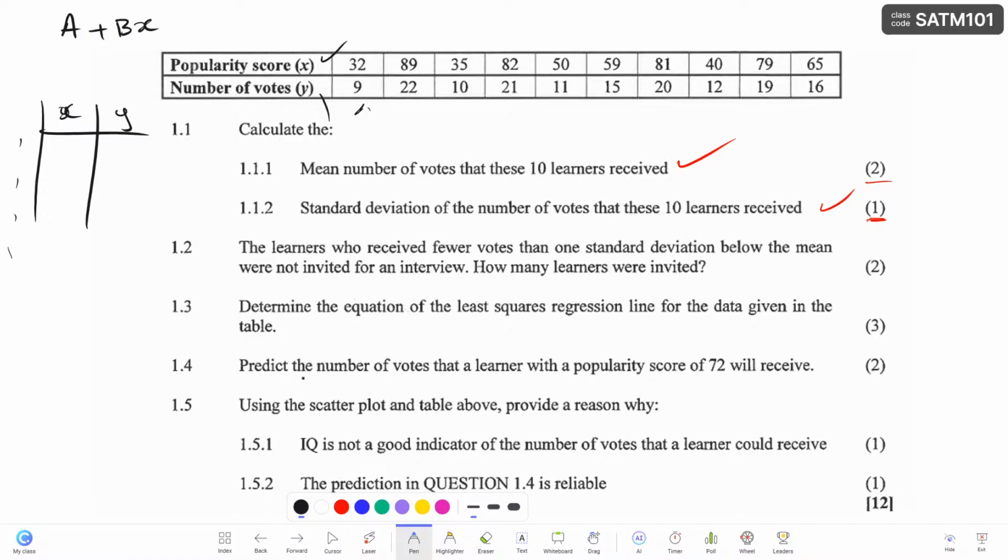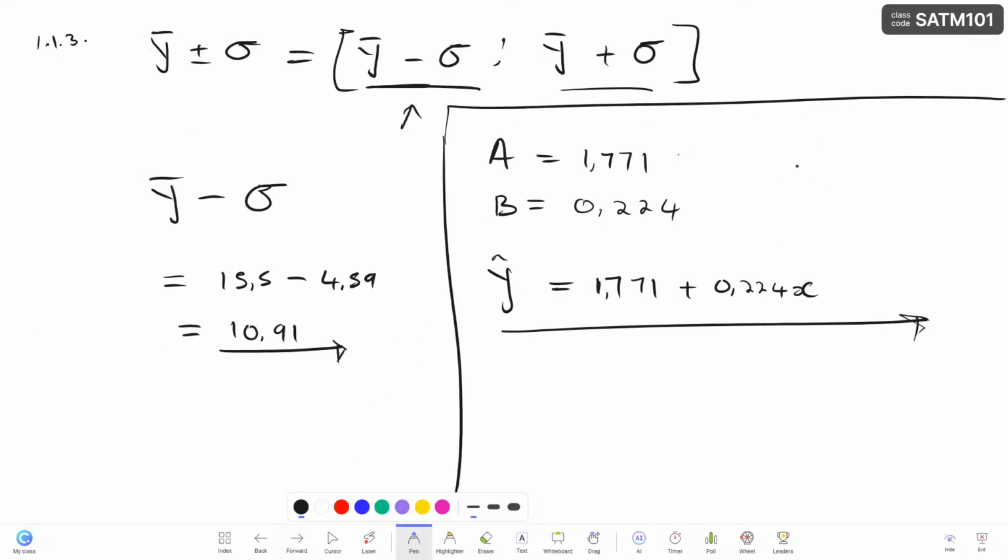So let's go to 1.4. They said predict the number of votes that a learner with a popularity score of 72 will receive. When you check our graphs here, the popularity is represented by X. So here we have 72. We want to predict Y. We don't know Y, so we want to predict Y. How can we predict? We need to use the regression line to predict Y. In the regression formula, we know our X value. We are given our X value as 72. We need to predict the number of votes, which is Y.